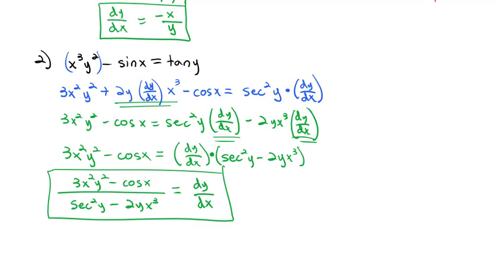And that's how we can use this idea of implicit differentiation. We just keep taking the derivative of both sides, and then whenever we come across a y, we're going to multiply by the derivative of y using the chain rule, which is dy dx. Let's look at another.